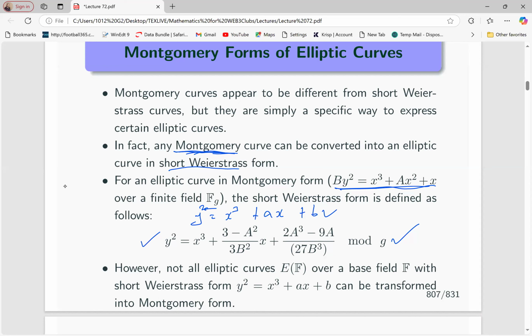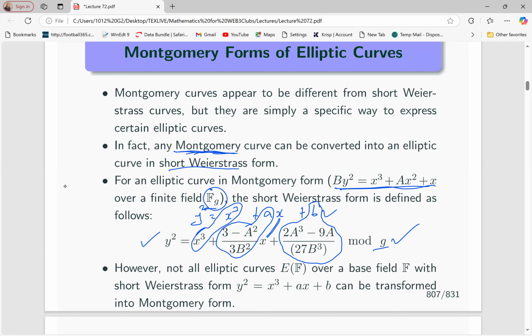Now, you can see the x here. So that means this part is our A. So our A will be (3 minus A squared) out of 3B squared. And then this is a constant, and that constant will be given by that. Of course, the answer will be reduced mod Q, where Q is mod G.